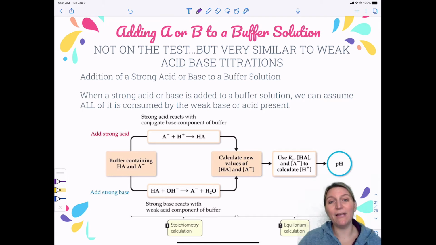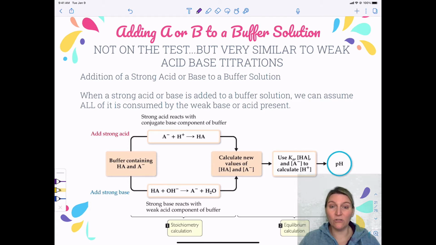Hi there. So the final part of the buffer section is the mathematics of adding that acid and adding that base to a buffer. Now, this has been explicitly said that it will not be tested on the AP exam, but the calculations are the same as calculating the pH during a weak acid or weak base titration. So it just makes sense for us to get a little bit of practice with these type of calculations, as they are pretty much the most complex calculations that we will do all year.